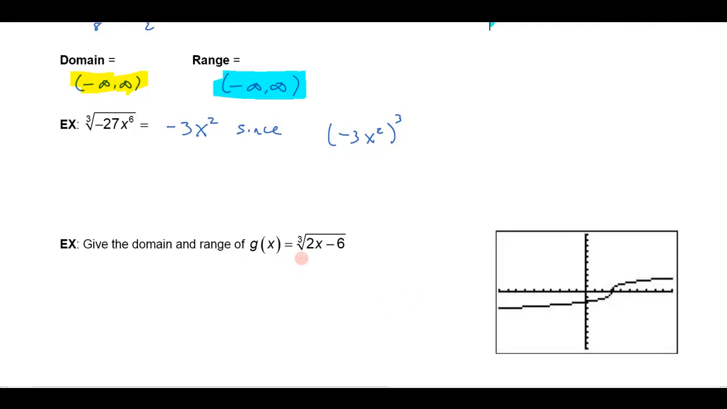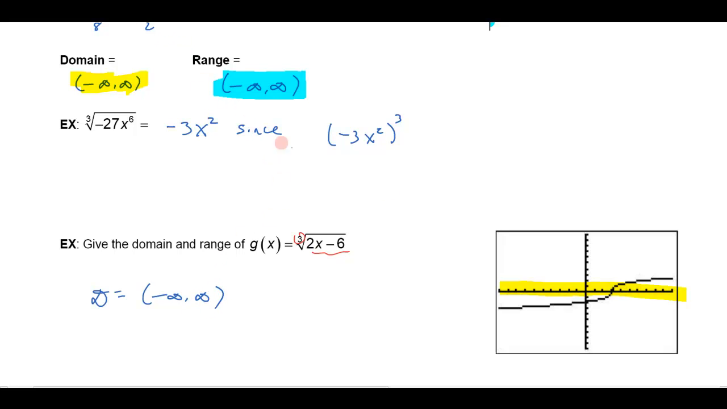Suppose I'm looking for the domain and range of this function g of x. And again, you can graph it. I've graphed it here on my graphing calculator for you. And because it's a cube root, I don't have to worry about the radicand being greater than or equal to 0. The radicand here can be anything. And so you can also see that illustrated by the graph over here. Every one of the x values has a graph paired with it. And so my domain is going to be all real numbers from minus infinity to infinity.